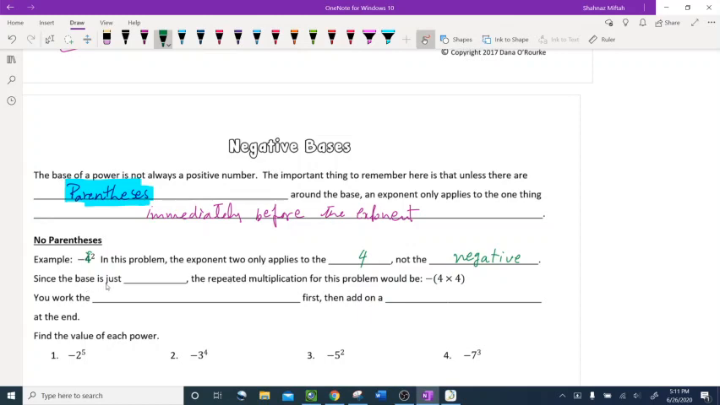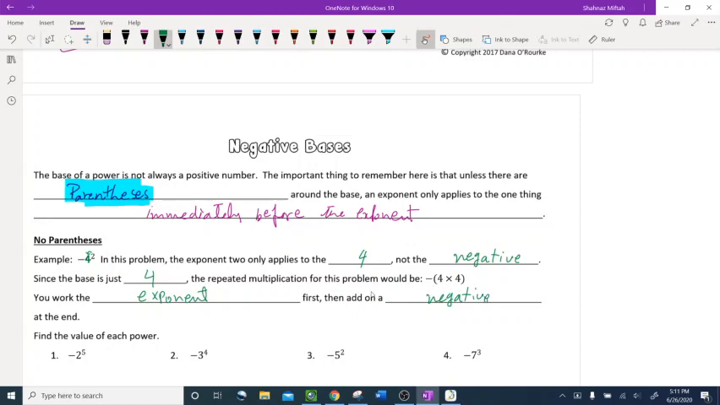Okay, so since the base is just 4, the repeated multiplication for this problem would be negative, we're going to keep it, and 4 times 4, right? You work the exponent first, then add on a negative.